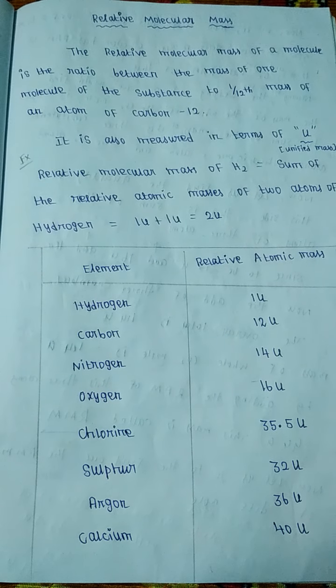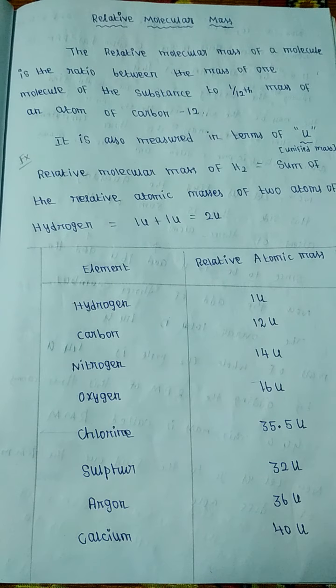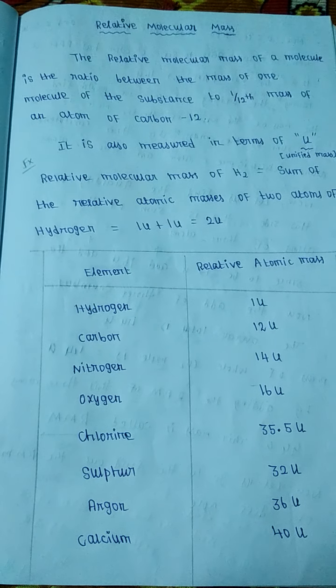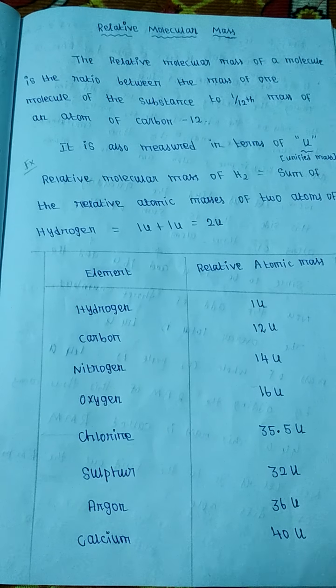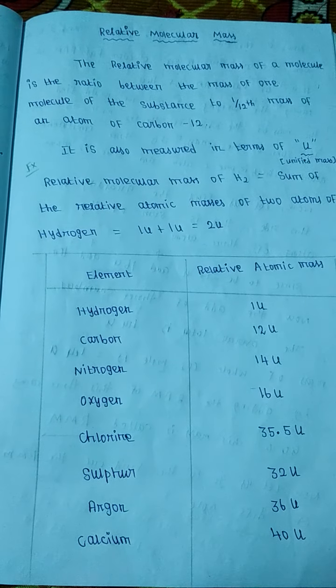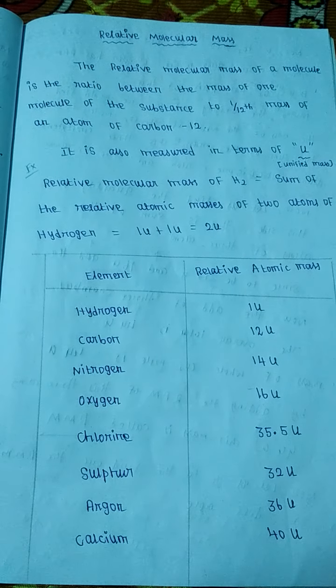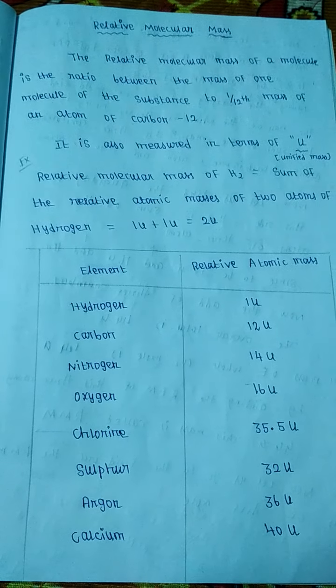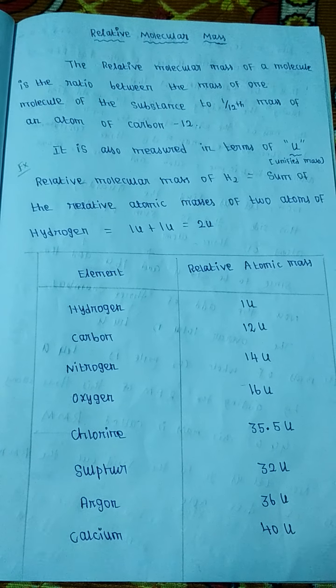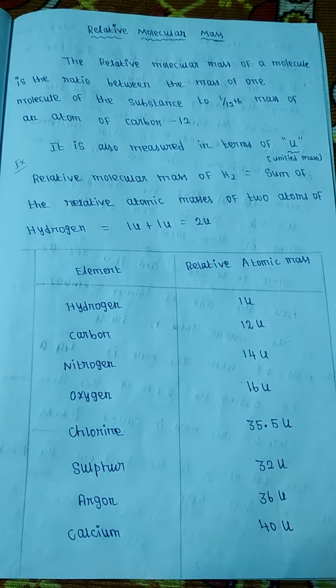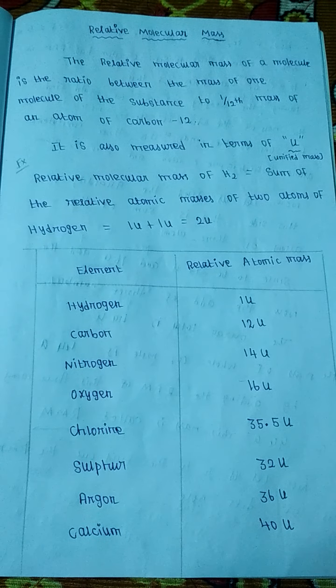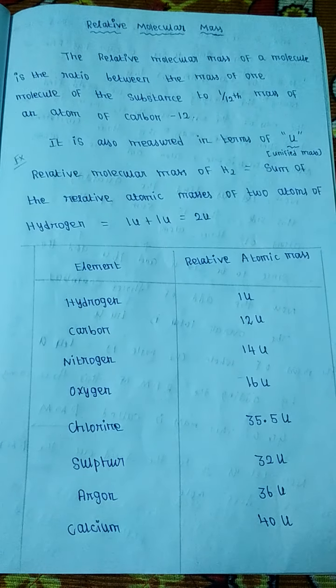Define relative molecular mass. The relative molecular mass of a molecule is the ratio between the mass of one molecule of the substance to 1/12 the mass of an atom of carbon-12. It is also measured in terms of u. u means unified mass. Okay, I will give one example.